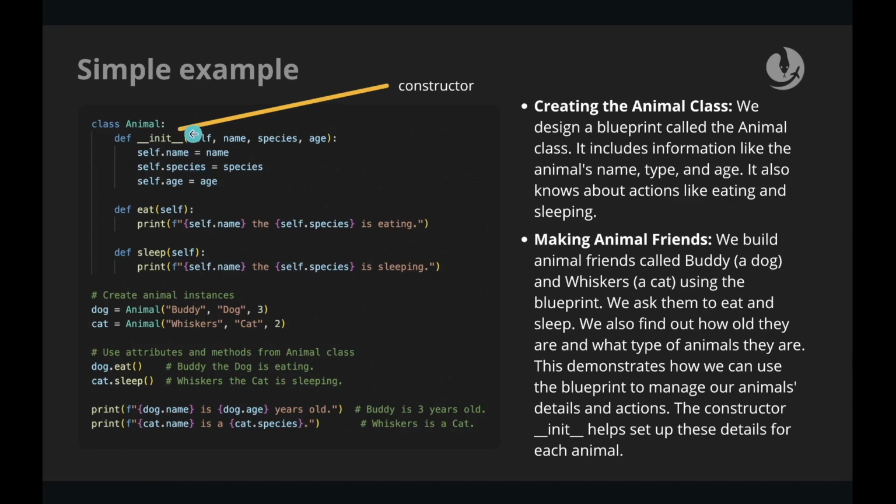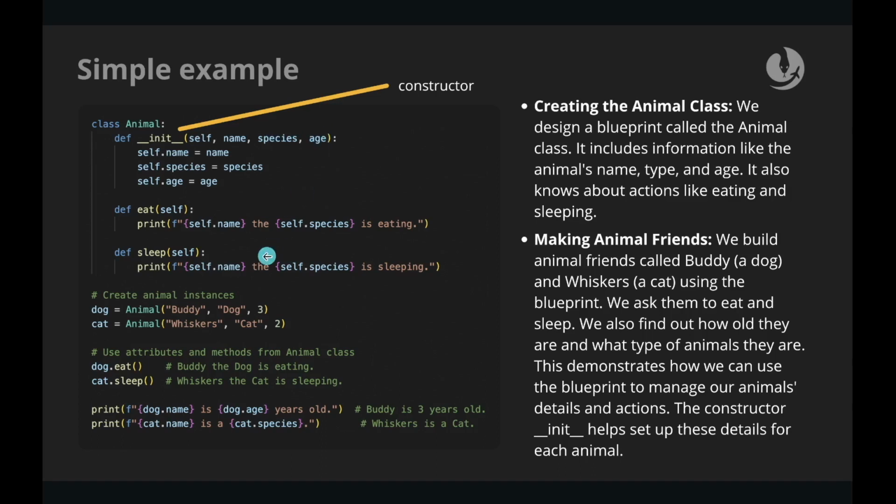And we can see this in action over here where we are creating Animal instances. So to the dog variable, we are assigning Animal, and here we are passing Buddy. So Buddy is the name, okay? Then we have the dog, and the dog is the species.